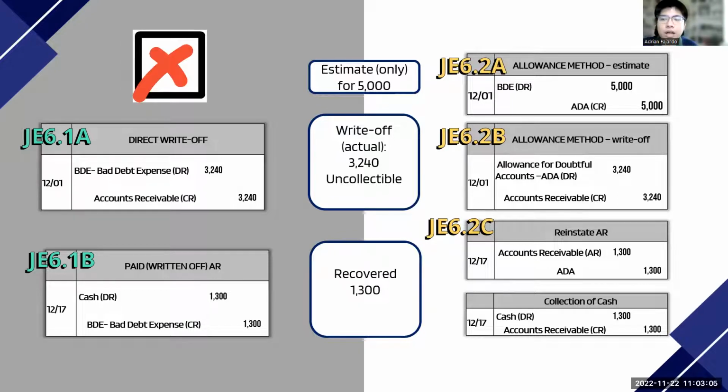So, any questions with these two scenarios? Yeah, Russ, thank you. Sir, question. Do we get the same net accounts receivable for both direct write-off and allowance method, or magkaiba yung results nila po?